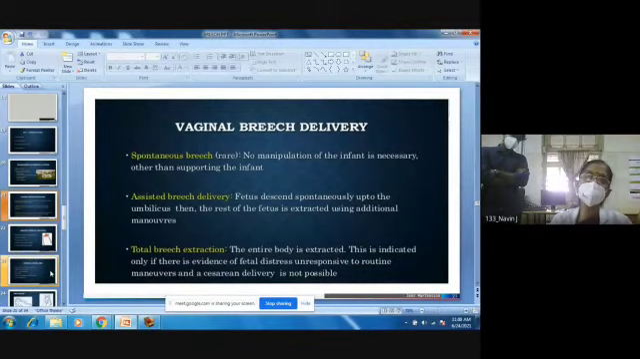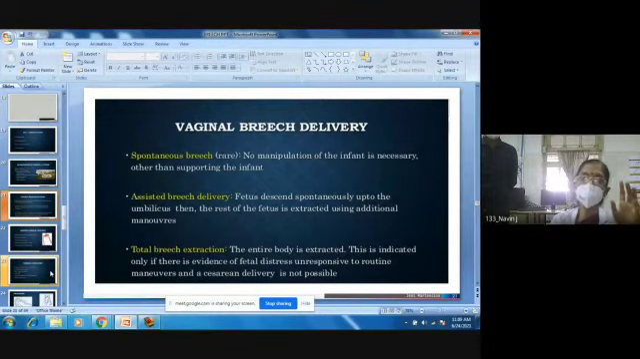So vaginal breech, there are three types of conduct of breech delivery. Spontaneous breech, usually in a very preterm baby, where the baby will come out and fall out on its own. Next is the assisted breech, where you allow the baby to deliver on its own up to the level of the umbilicus, and the rest of the baby you have to help out. And the third is a breech extraction.